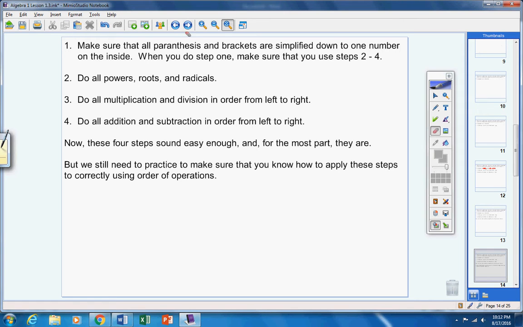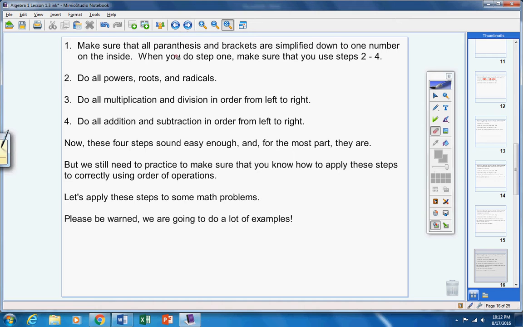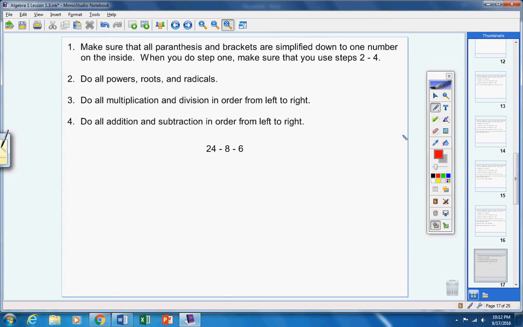But we still need to practice to make sure you know how to apply these steps correctly when we're using order of operations. So let's apply these steps to some math problems. I'm going to warn you, we're going to do a lot of examples, okay? Now, obviously, for every problem that we do, you don't need to copy these steps over again. I just have them written there so you can see what we're doing.